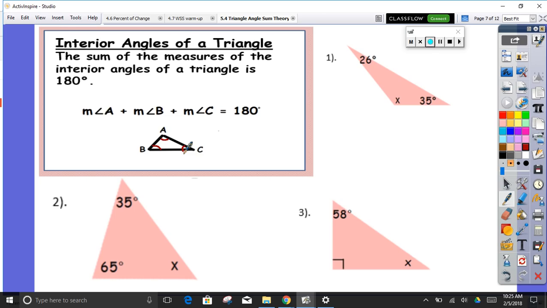So if we look at example 1, we know that one of the angles is 26 degrees, another angle is 35 degrees, and we don't know this angle. So if I were going to write an equation, I would say that x plus 26 plus 35 equals 180. Combining like terms gives me x plus 61 equals 180. Subtracting 61 from both sides gives me x equals 119 degrees.